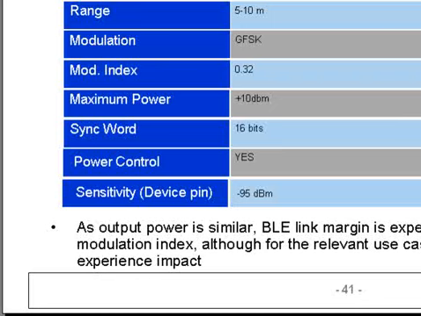The next couple of slides do a comparison of the PHY layer and the MAC layer for ANT versus BLE. Some of the key differences are channel spacing for ANT is 1 MHz versus BLE is 2 MHz. The maximum power for both ANT and BLE is 10 dBm. The sensitivity for BLE link margin is expected to be 3 dB better due to the wider modulation index.